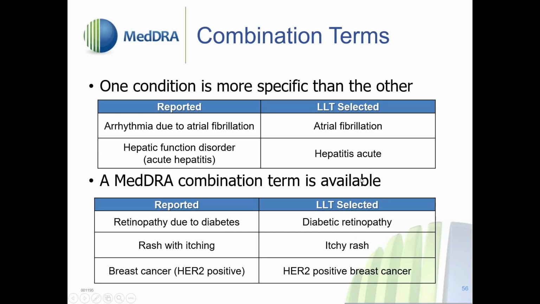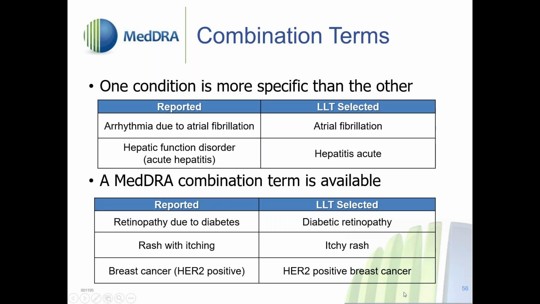But sometimes you'll see that MedDRA has combination terms which relate to two separate medical concepts. For instance, combining a defined medical condition with its etiology or other additional attributes. Remember our previous example with the sepsis and the shock where we found a combination term septic shock. And here we have additional examples. Retinopathy due to diabetes can be coded to a perfect combination term, diabetic retinopathy. Rash with itching can be coded to itchy rash. Breast cancer, HER2 positive, can be coded to HER2 positive breast cancer.